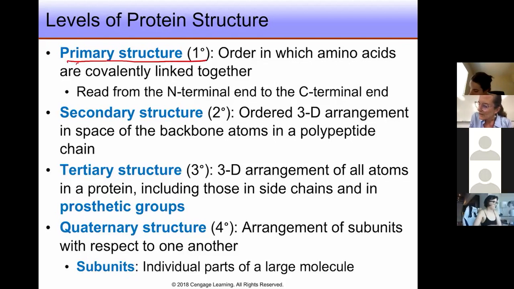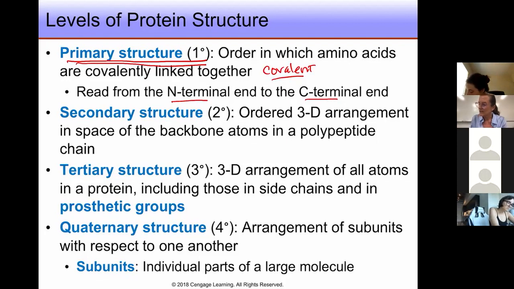The primary structure is simply the sequence of amino acids. It is the order that the amino acids are linked together in their sequence. We often call that the covalent structure because it's determined by the covalent bond formed in the peptide bond. And we always read it from the amino terminus to the C-terminal end, the carboxy terminus.